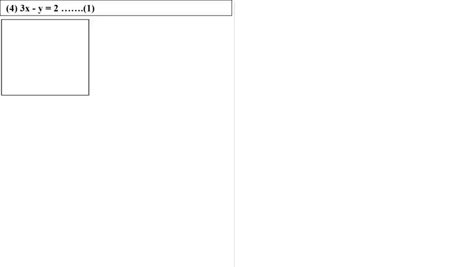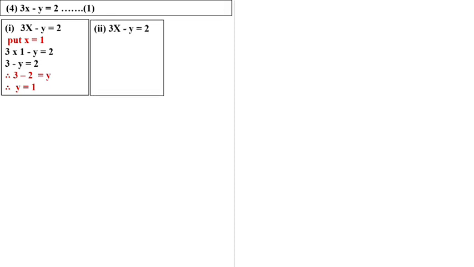Now the fourth one, 3x minus y equal to 2, is equation number 1. So we will put the value x equal to 1. So now 3 ones are 3, minus y equal to 2. So the 2 on the right side, which is positive, will come to the left side and become negative. 3 minus 2 is 1. So the y value is 1.